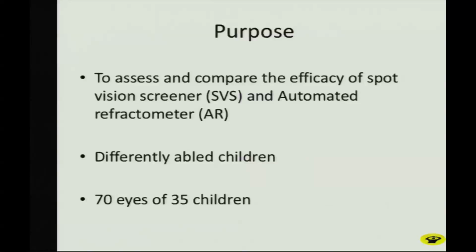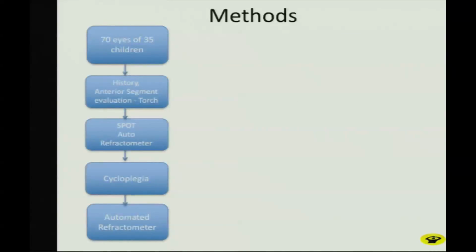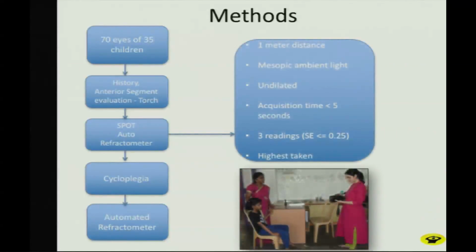Our purpose was to assess and compare the efficacy of the spot vision screener with the automated refractometer in 35 differently abled children. This was done at a special school in Chennai. 70 eyes of 35 children were tested. After doing an anterior segment evaluation with torch, they were subjected to the spot photoscreener at 1 meter distance under mesopic ambient light in undilated pupils. And 3 readings were taken, of which the highest reading, with the spherical equivalent of less than or equal to 0.25, was taken.